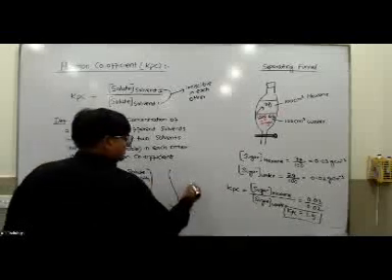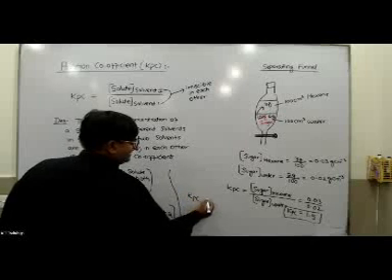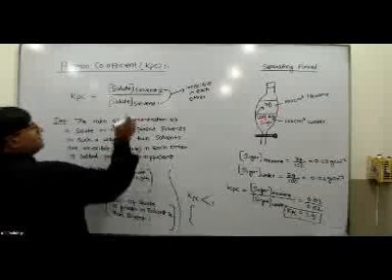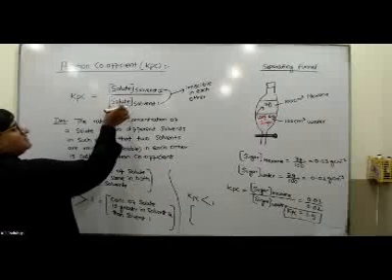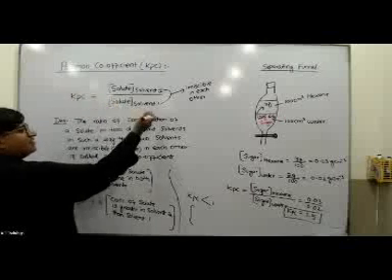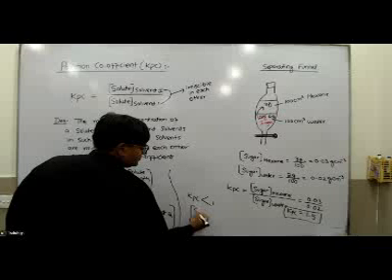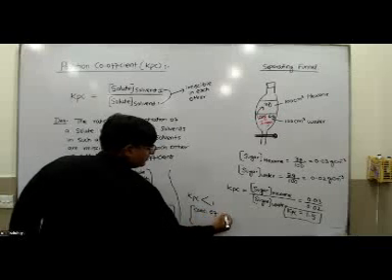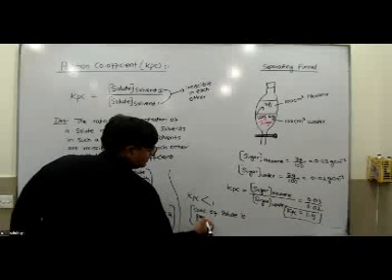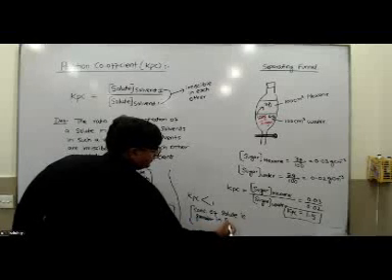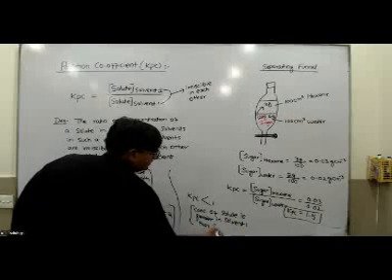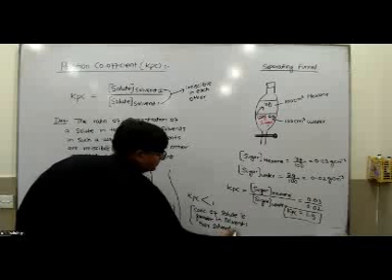Okay, my dear students, if the value of the Kpc is less than 1, it means that the answer in the denominator is larger. So it means the concentration of the solute is greater in solvent 1 than solvent 2.